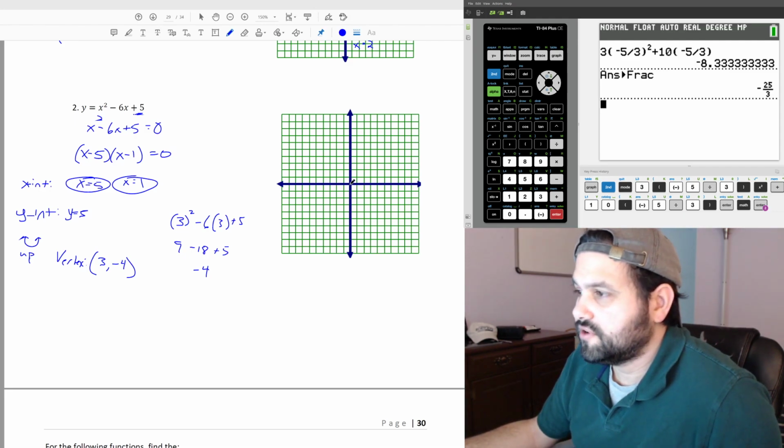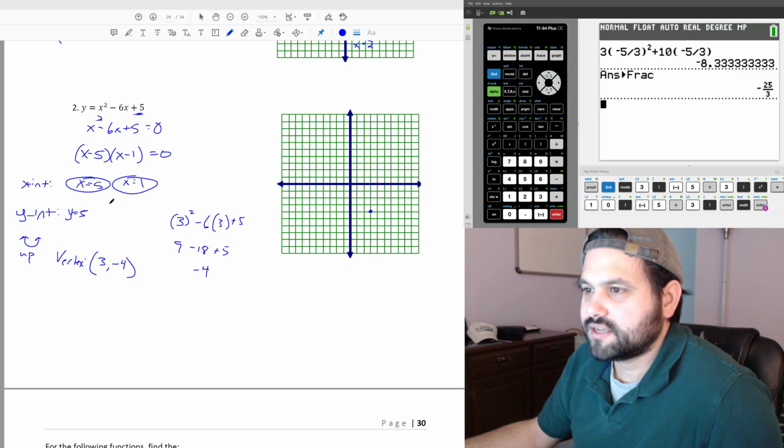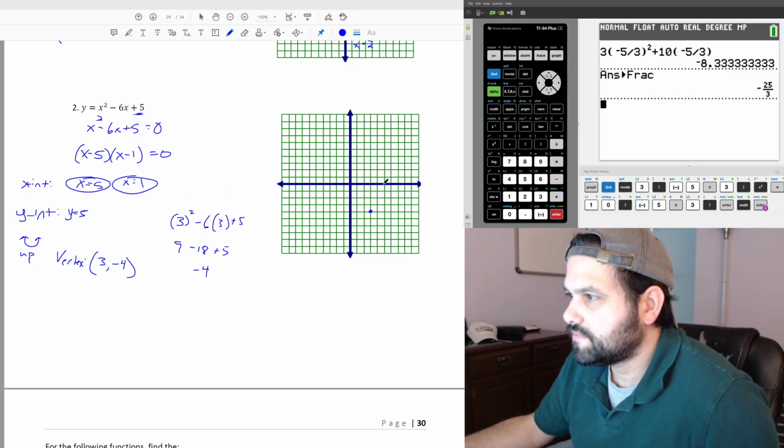So let's start with the vertex. 1, 2, 3, negative 4. Put the vertex right there. The x-intercepts are at 5 and 1. Got a y-intercept at 5. And now I can graph this, okay?